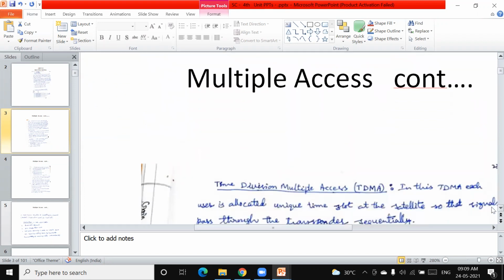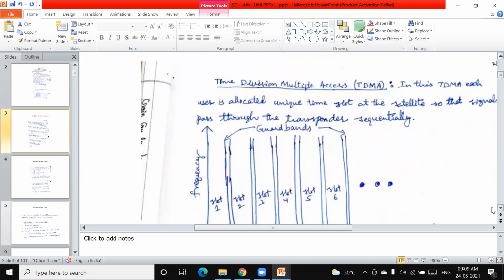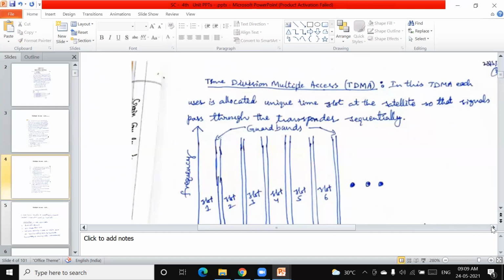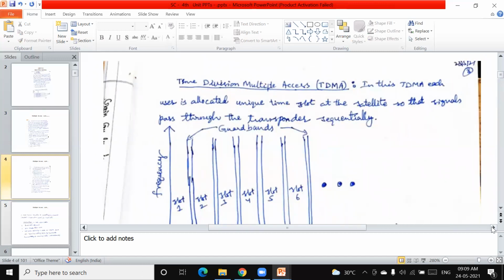Let's move to the next one, TDMA. The next one is time division multiple access. It is exactly opposite to that.